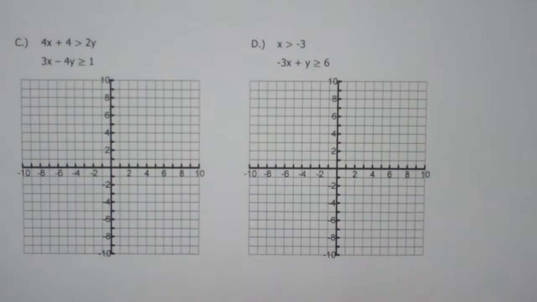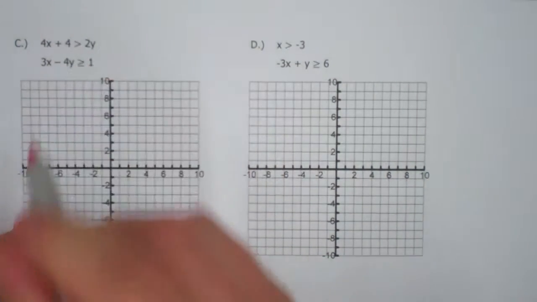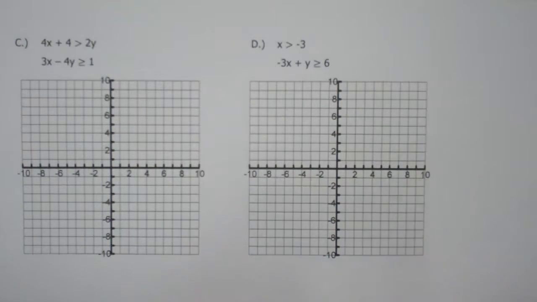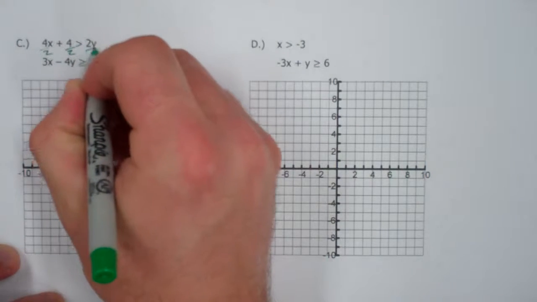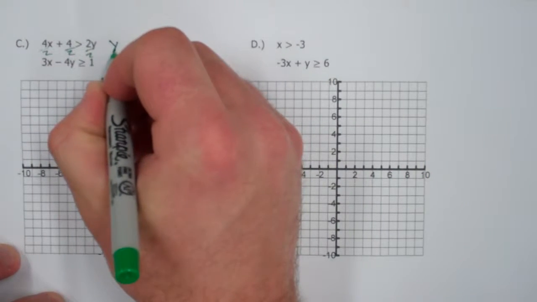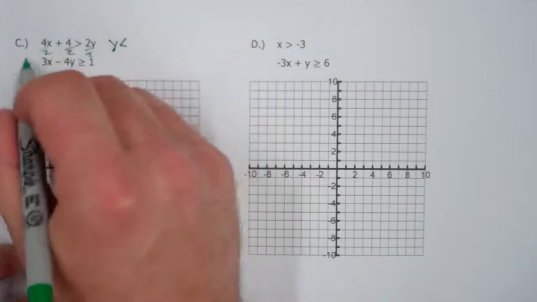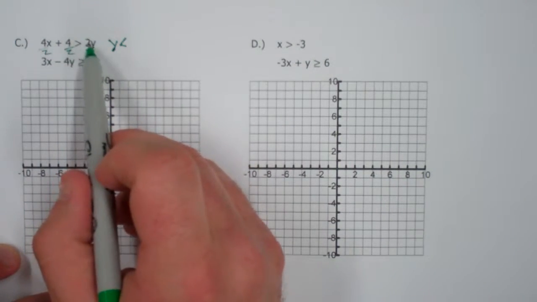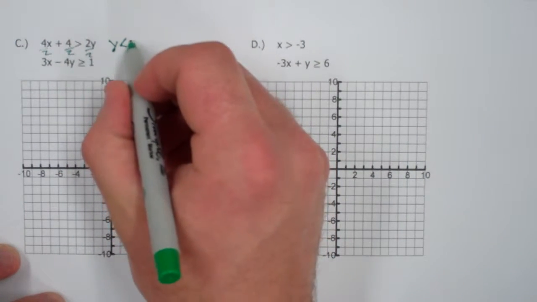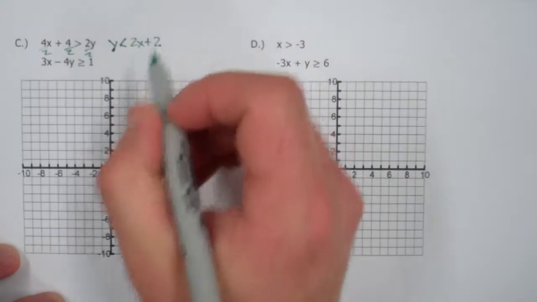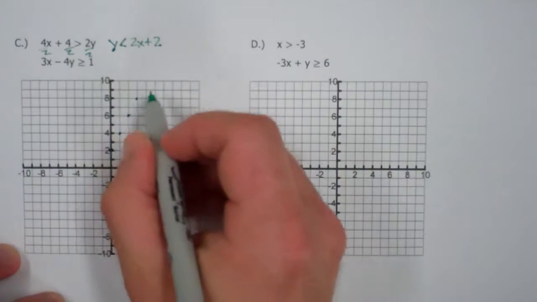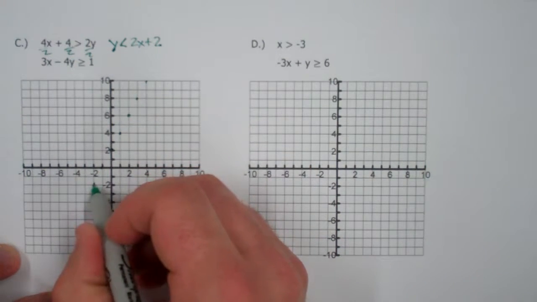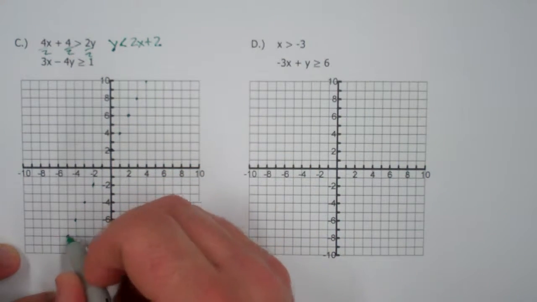And for this first one, oops, should have chosen green, so maybe we'll stick with that. All we need to do is divide everything by 2 to begin with, and we get y is less than, I'm going to change sides on you here, so that the smaller end is pointing towards the y. And then we're going to have a 2x plus 2 there. So we can go up 2, and the slope is also 2.